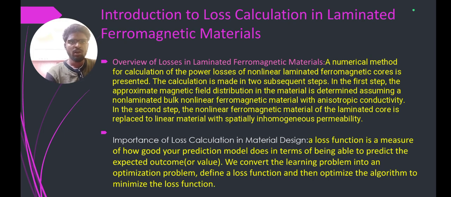In the first step, the approximate magnetic field distribution in the material is determined, assuming a non-laminated bulk non-linear ferromagnetic material with anisotropic conductivity. In the second step, the non-linear ferromagnetic material of the laminated core is replaced by a material with spatially inhomogeneous permeability. A loss function.